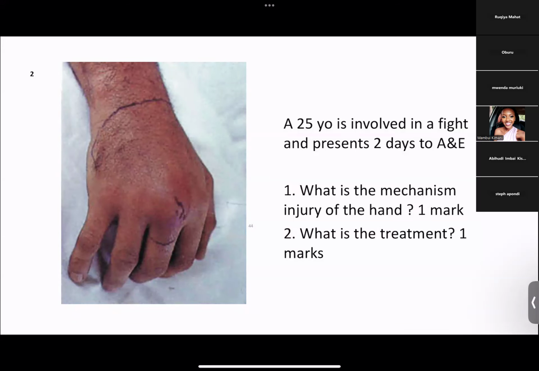Is it a boxer's fracture? Not quite. Look at it, it has been marked over there. Is this a bite injury? This is a human bite. So always be on the lookout for human bites, because usually they go up to the MCP. The MCP is involved, and sometimes I think you need to take them to theater to be bridled.